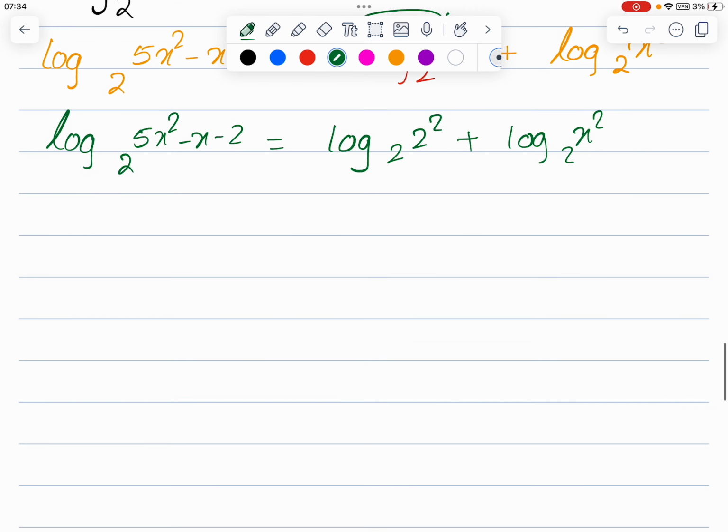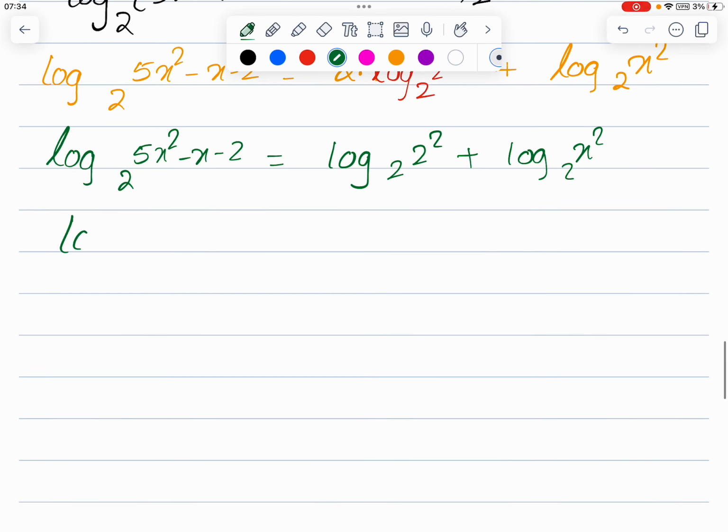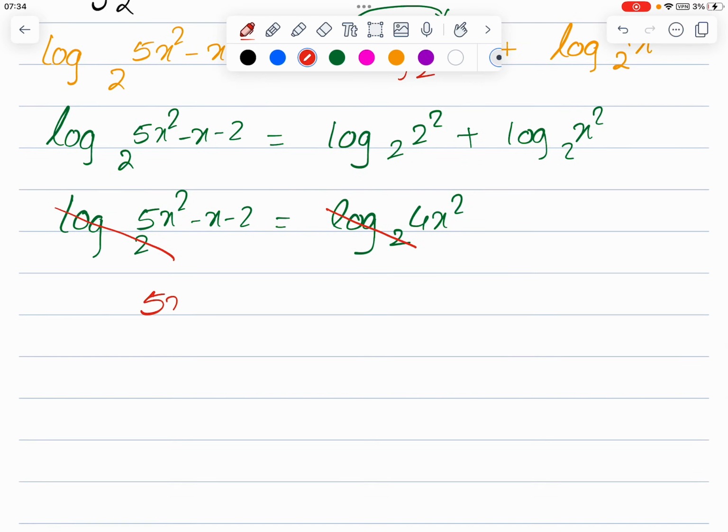So it becomes log (5x² − x − 2) to the base 2 equals log, addition becomes multiplication, 4x² to the base 2. Log base 2 gets cancelled. So what does it become? 5x² − x − 2 equals 4x². Then bring all the terms on one side. You get a quadratic: x² − x − 2 equals 0.